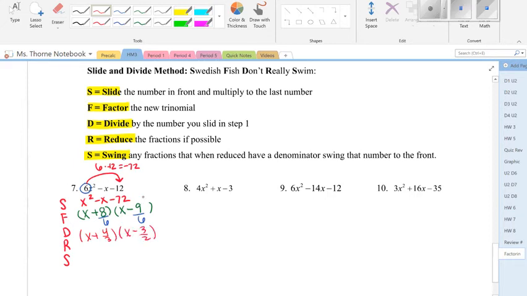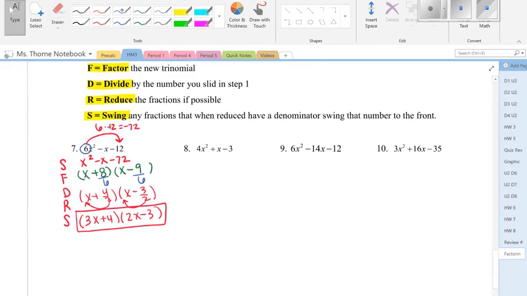Then the last step is to swing any fractions that, when reduced, have a denominator. We're going to swing that denominator number to the front. So when I do that, I get 3x plus 4 times 2x minus 3. So this right here would be my answer to this factoring problem. And then I'm going to check my work.